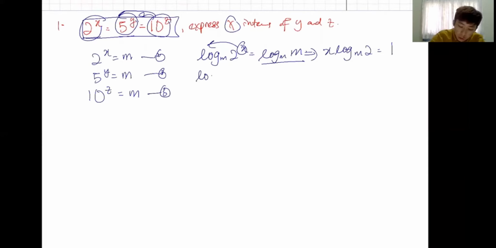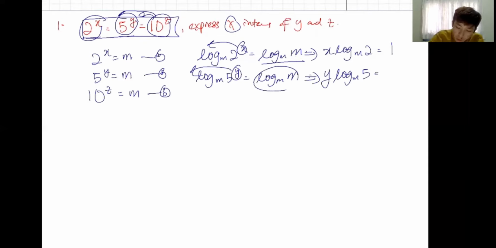So I continue. Log base m of 5^y is equal to log base m of m. So I bring y forward: y log base m of 5 is equal to, as usual, 1. You see now, I'm getting something quite beautiful. I have a general form, everything is in log base m. That's a good thing. Secondly, everything is equal to 1. And then x is multiplying the log and y is multiplying the log.